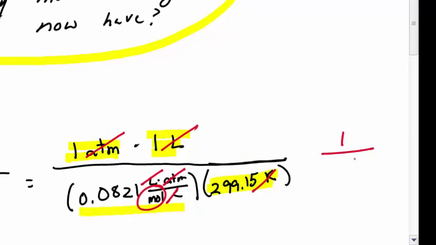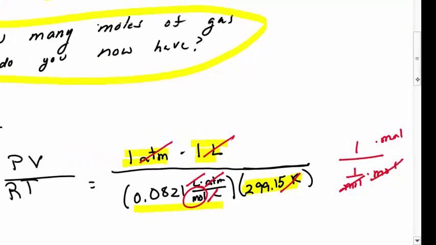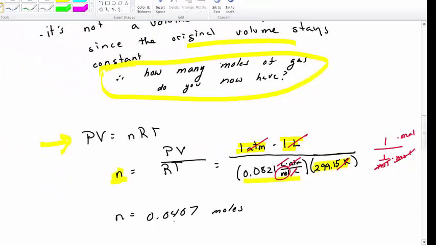So I've got 1 over moles, and multiply top and bottom by moles. And this will cancel out, and my answer will end up being in moles, which is what I want. And sure enough, I do all the math, and I get 0.0407 moles. So I'm going to add an additional amount of gas in moles.